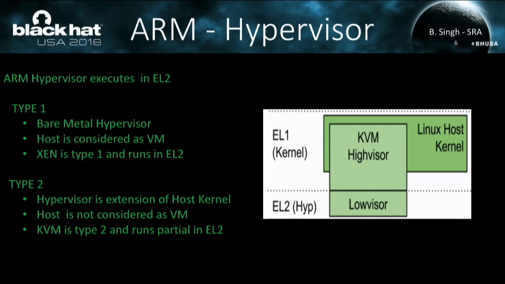And there are two kinds of hypervisors, type 1 hypervisors and type 2 hypervisors. Type 1 hypervisors are the bare metal hypervisors, and the host is considered as a VM in that. That is the main difference between type 1 and type 2. Xen is a classic example of a type 1 hypervisor, and it runs completely in EL2 on ARM.